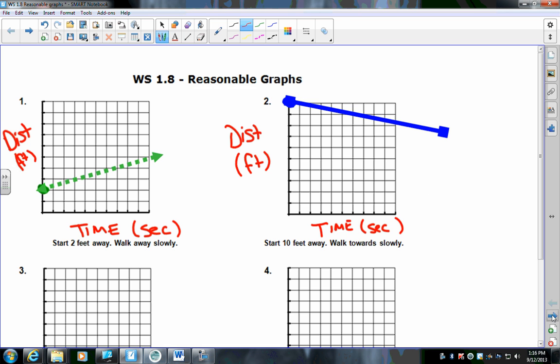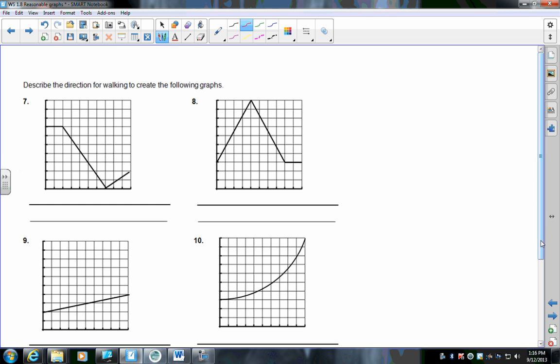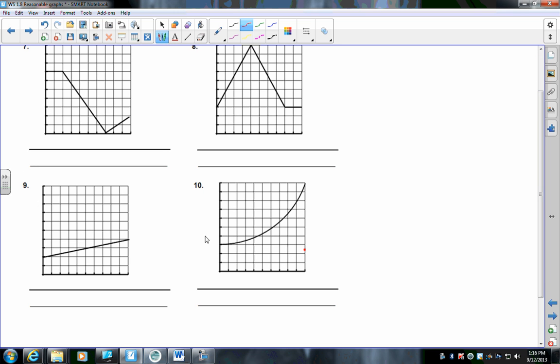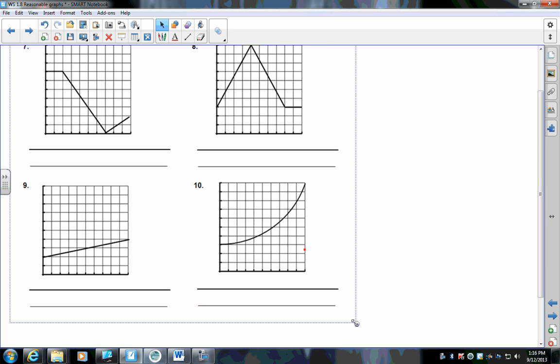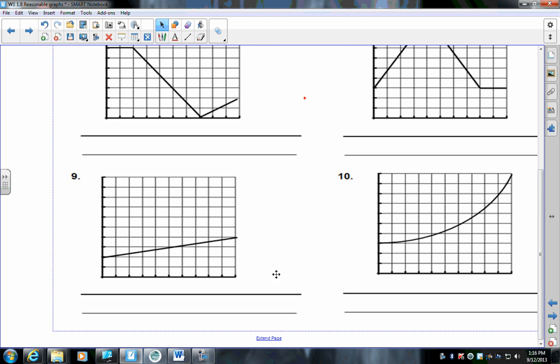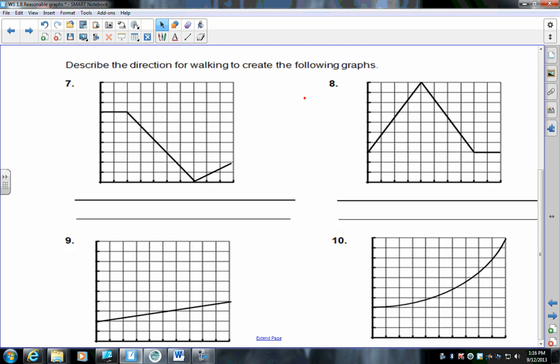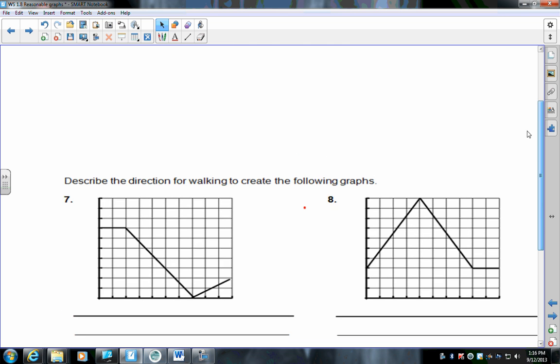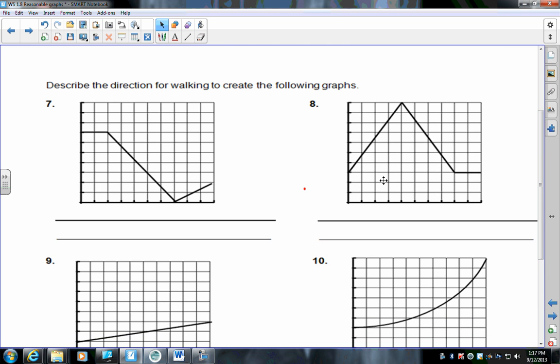Now, flip your paper over. Let's look at number 7. On these, what you're going to do is try and describe what's happening. So we're going to start 1, 2, 3, 4, 5, 6, 7. We're going to start 7 feet away.